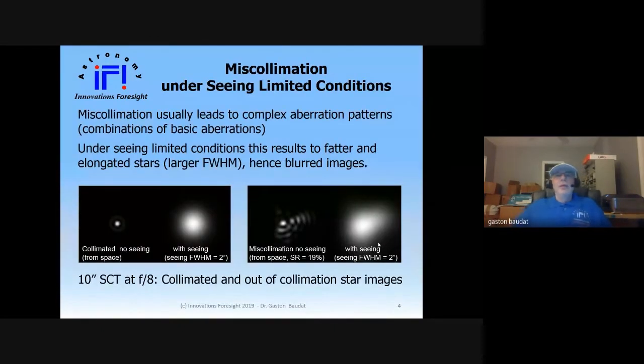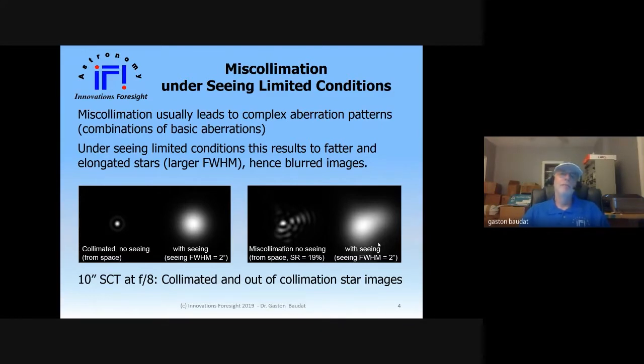So we all face seeing limited conditions on Earth. So collimation has an impact on our image up to some level. You hear that very often, and we'll talk about Strehl ratio and diffraction limited specification for a telescope. But the reality is, unless you have a couple of inches of aperture or a very, very good sky, you are seeing limited. And even though your scope may not be diffraction limited, it doesn't mean you have bad results. It's all about managing the expectation.